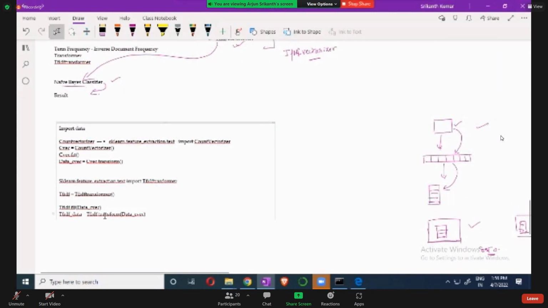You will be seeing the same thing. You will be seeing the vectorization only over there. You will be seeing the TF IDF vectorization. Only two of them will be there. Either you use the count vectorizer or use the TF IDF vectorizer. So these are the very important things. Try to understand this. Hope it is clear.